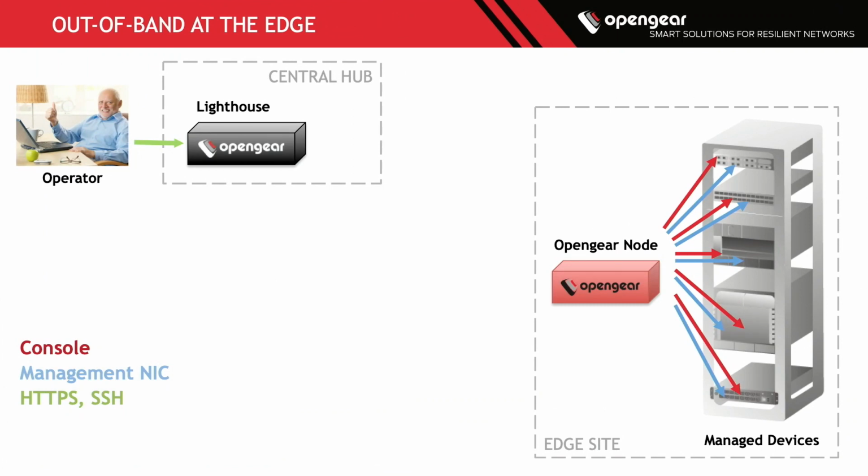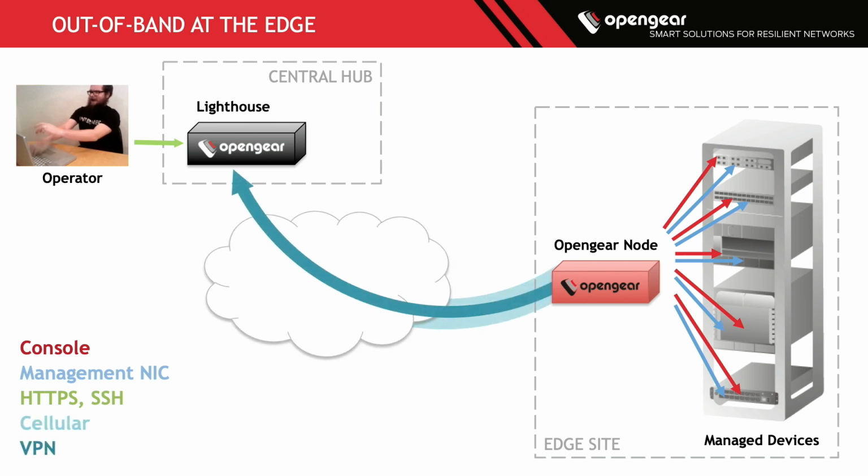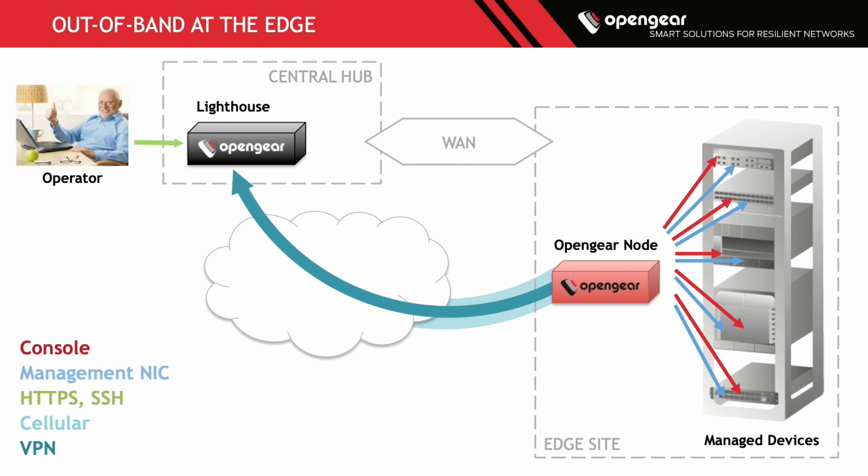So as I said, we do the cellular Outerband as well. So as the operator's starting to panic, the Opengear node can re-establish a communications path, basically a northbound OpenVPN connection back into Lighthouse over the cellular network. So basically, re-establishing comms into that remote site, allowing the operator to re-establish the WAN connectivity and make everything happy again.